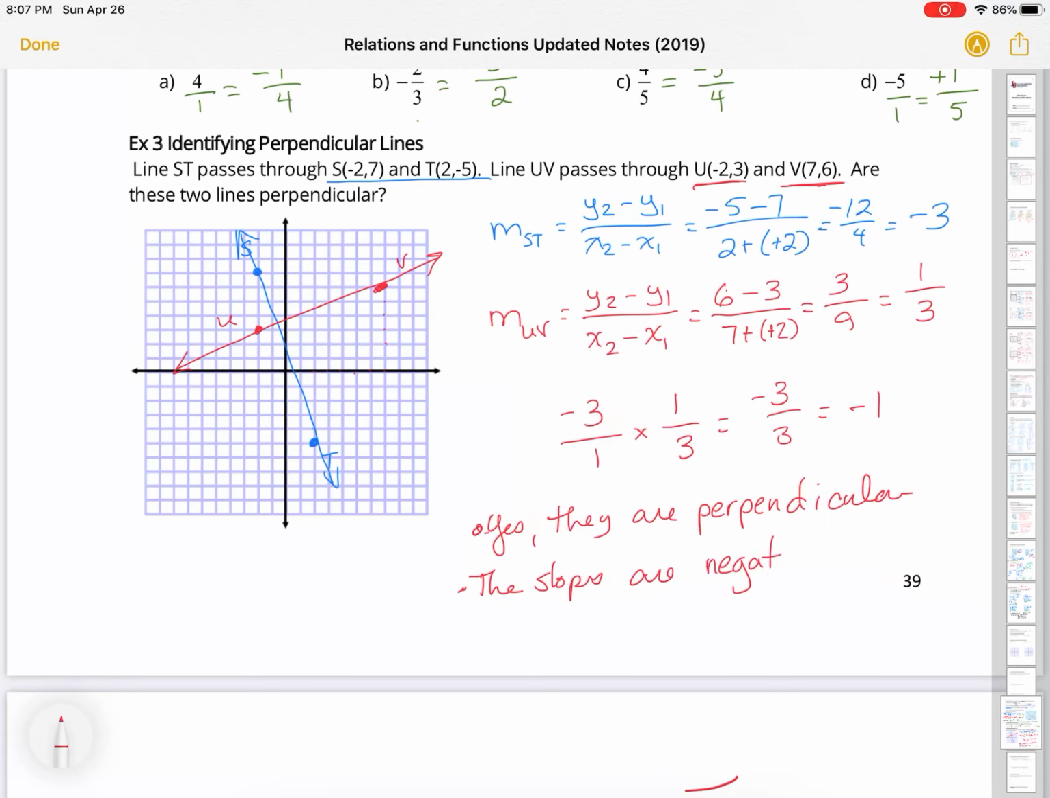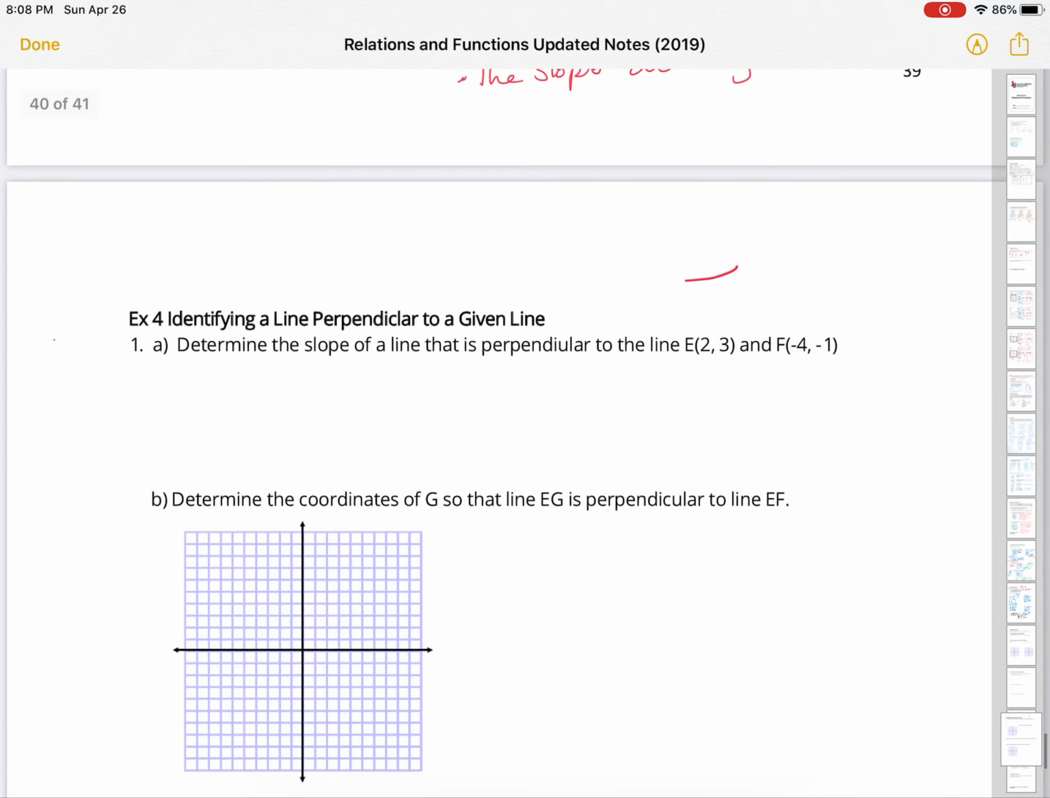The slopes are negative reciprocals. Okay? Alrighty, so that's how you tell if they're perpendicular lines. You find the slope of both lines and then see if they work to be negative reciprocals. And sometimes they can seem like they might be, but doing that multiplication will really confirm for you.